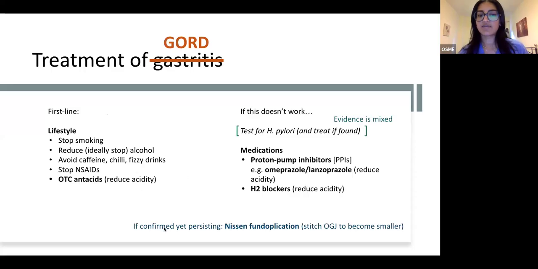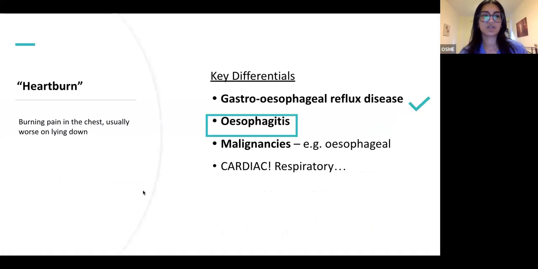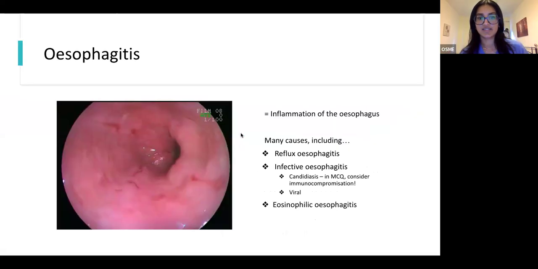And yeah, if the Barrett's esophagus is confirmed and is persisting despite trying all of these measures, you might need to try surgery. So this is called a Nissen fundoplication, and it's where you stitch the sphincter to make it smaller to reduce the backflow of acid. Okay, and the next pathology we'll be looking at is esophagitis.